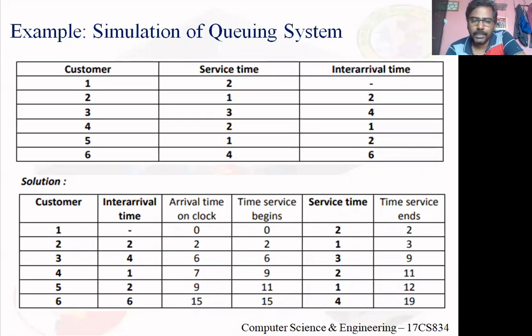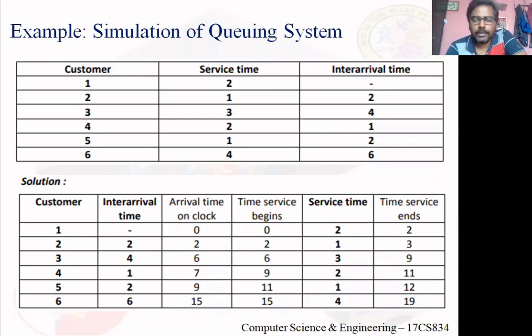I repeat, when the fifth arrival occurred at time 9, service of the fourth customer is in process. Service of the fourth customer will end at 11. So service of the fifth customer will begin at time 11. And the service time for the fifth customer is 1. So service of the fifth customer will end at time 12.